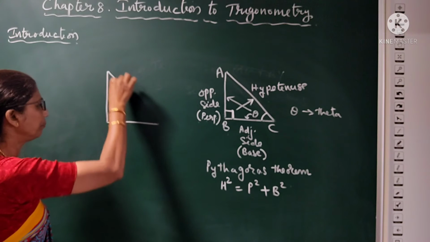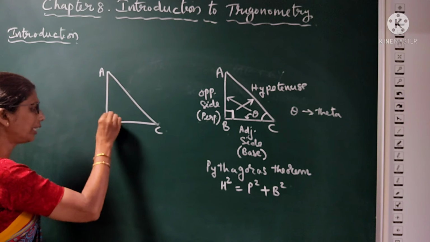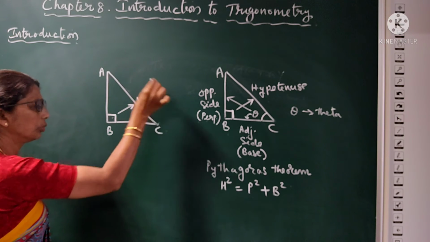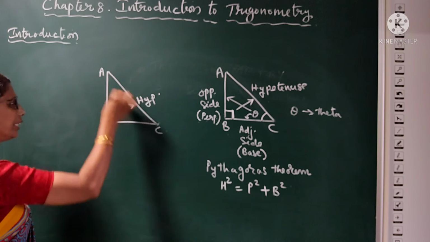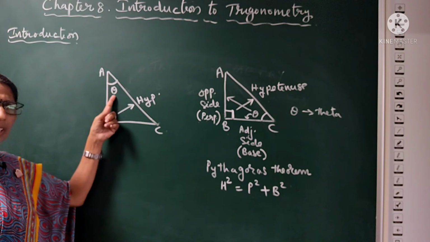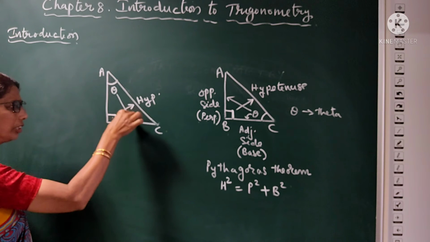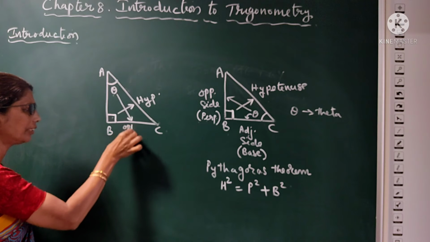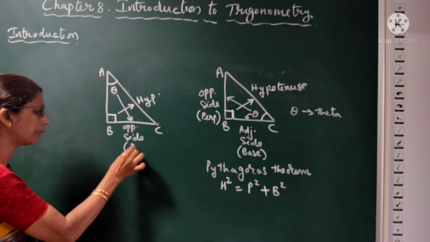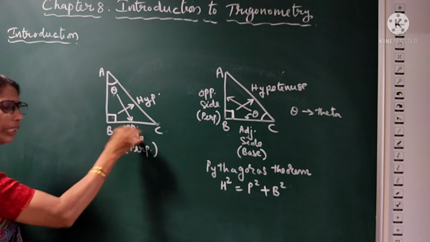This is another triangle. Here again I am giving the same name ABC, and this angle is 90 degrees, and opposite of this is the hypotenuse. You know, I already explained, and instead of C I am taking theta here. When I am taking theta, then what can be the perpendicular? This is opposite of theta, so we consider it as the opposite side. This opposite side we are calling perpendicular.